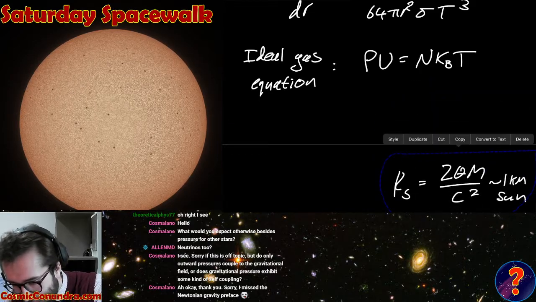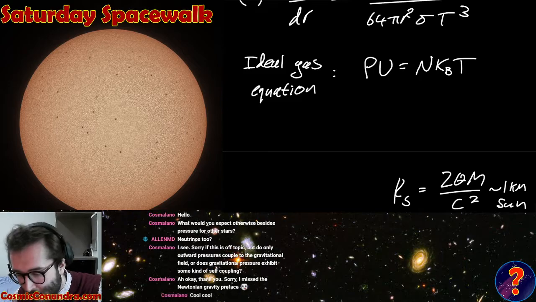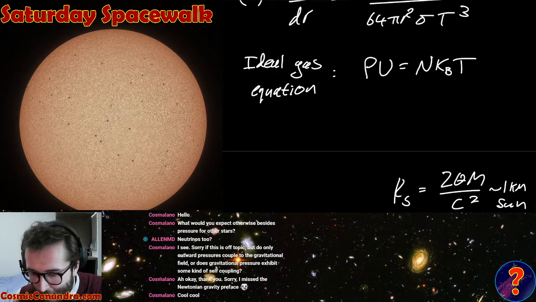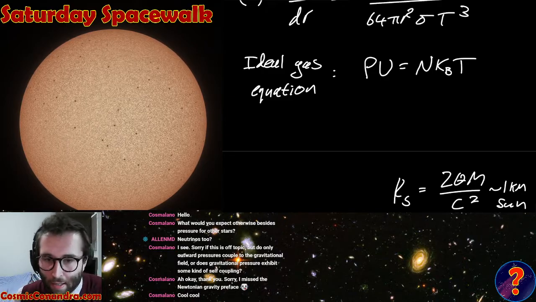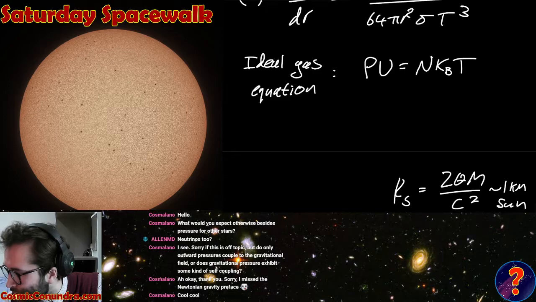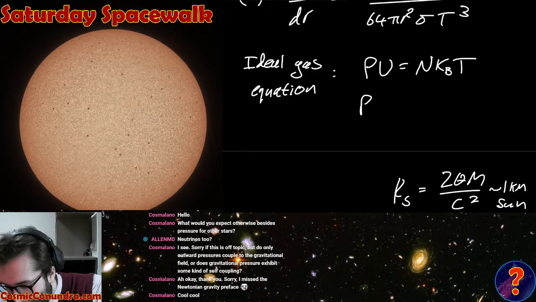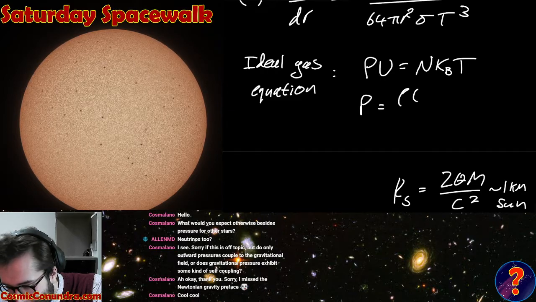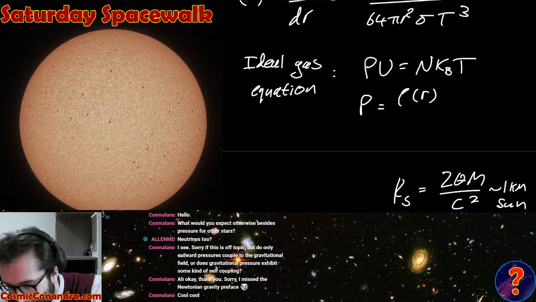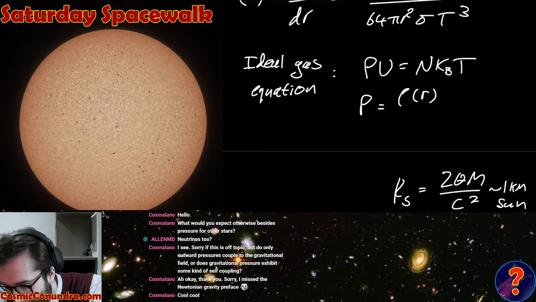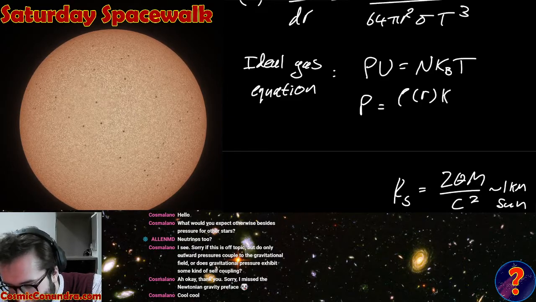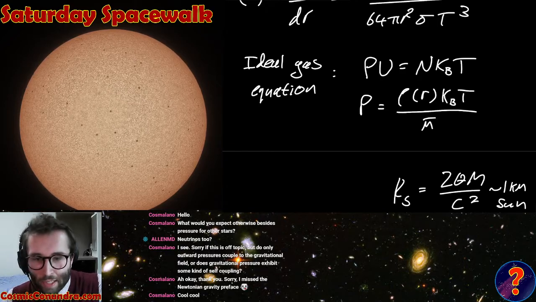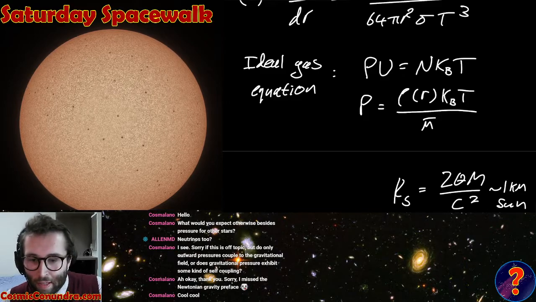Let me put that there for now. So we were just about to rewrite what the ideal gas equation looks like, because we don't want it in terms of volume and number of particles. We'd like it in terms of mass and radius if possible. So we're going to rewrite it as P equals density at a particular radius, times k_B T over the average mass of the particles that make up this thing, okay?